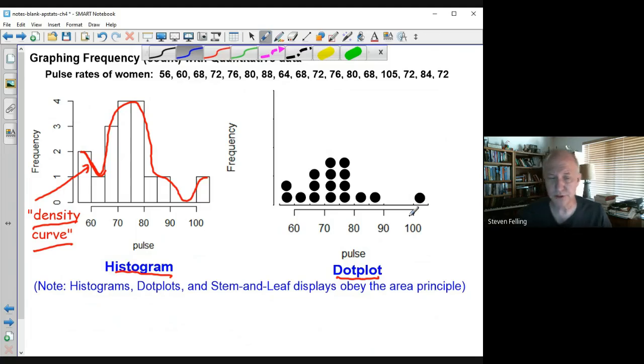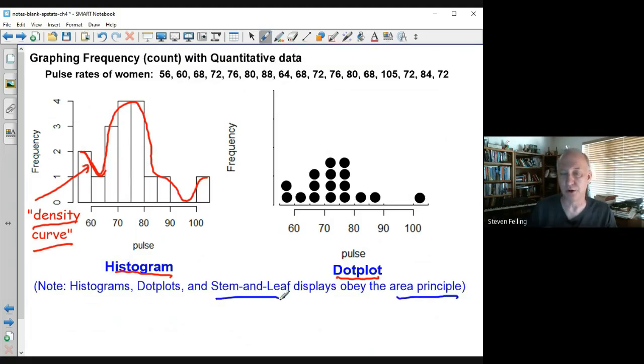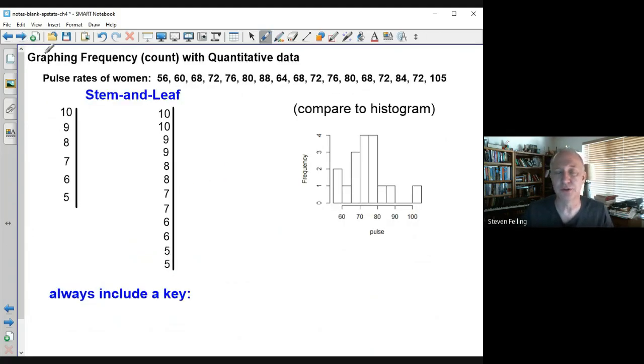And both these, the histograms and dot plots, they automatically obey the area principle. And then there's another one called a stem and leaf diagram, or sometimes called a stem plot, which can also be used. So I'm going to take this data set and show how we can build what's called a stem and leaf diagram, or also sometimes just called a stem plot.